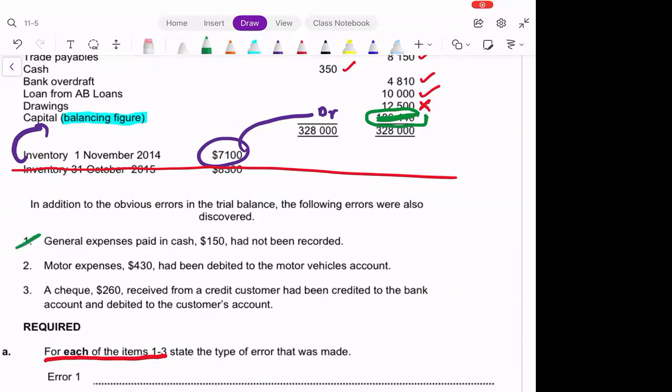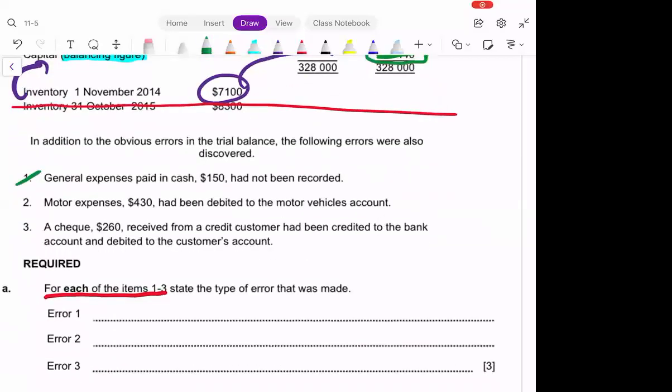First one, general expenses paid in cash 150 had not been recorded. Oh, so what error is this? There's a special name for this error. Commission or omission? Omission, yes. This is omitted. You didn't record at all. If you didn't record at all, this is the error of omission.